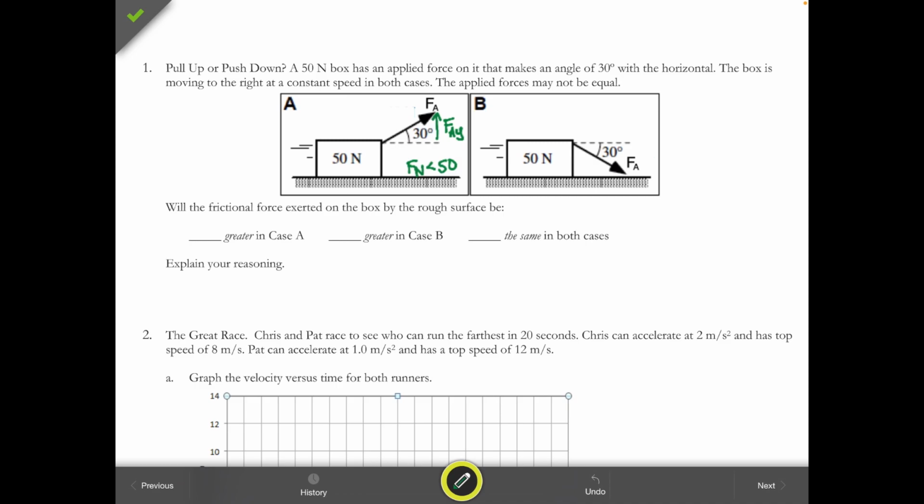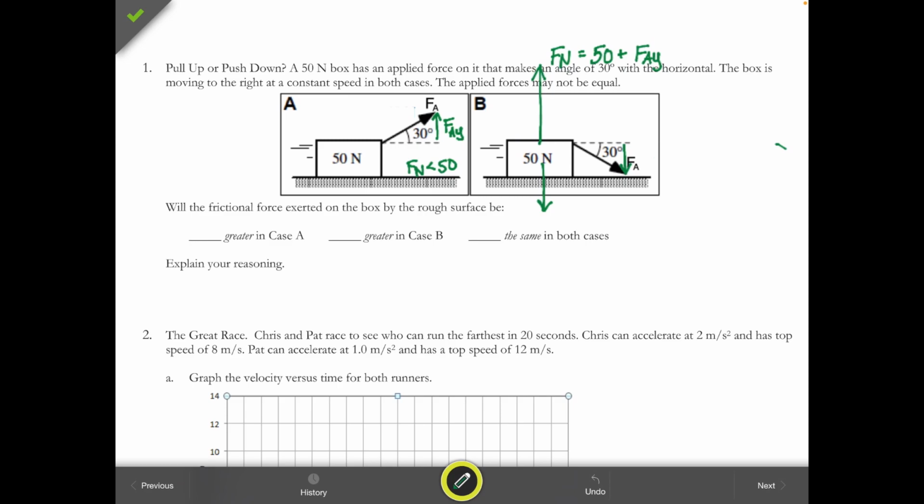However, in B, the applied force is pushing down. The y component of applied force is actually working in the same direction as the weight. So the normal force has to be larger than 50 to compensate. In fact, if you think about it, the normal force would be the weight plus whatever this y component is. So in B, the normal force would be bigger.